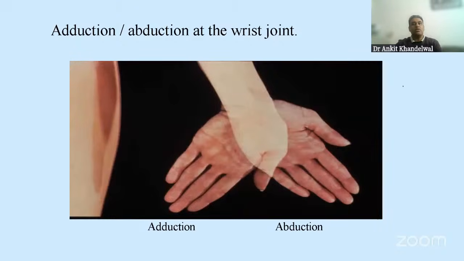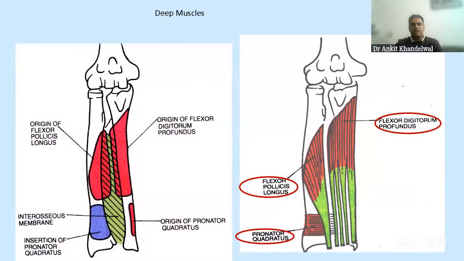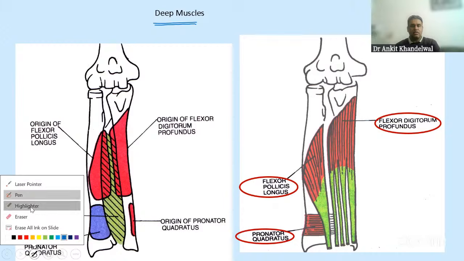These are something that you can also make. It can give you ideas. What is adduction, abduction that we have seen? And now the deep muscles. So we are left with our deep muscles. How many muscles were there in the deep muscles? We had three muscles. And sir, what are those three muscles?